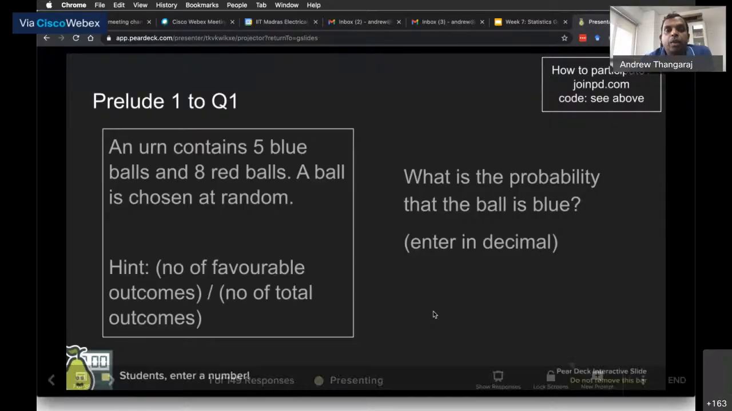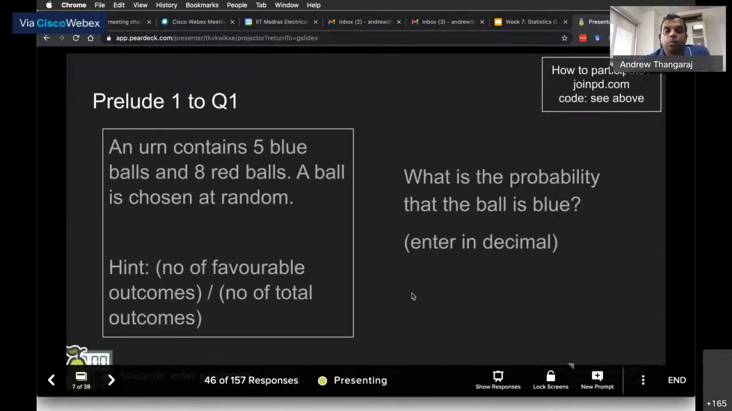There is an urn. An urn is like a pot. It contains 5 blue balls and 8 red balls, and a ball is chosen at random. That's the setting. You can imagine what all the outcomes are. What is the probability that the ball you chose is blue? Please put in your response. I'll give a couple of minutes.